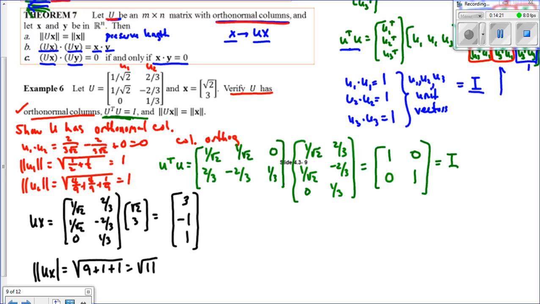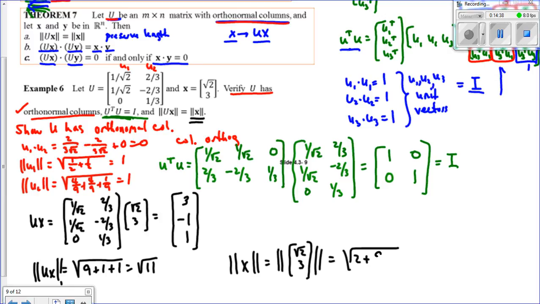And so now let's check the magnitude of X itself. So here's the vector. The square root of 2 plus 9 is the square root of 11. So you see that the magnitude of UX is equal to the magnitude of X, and so we've confirmed that that's true as well. Okay, so we just showed that a matrix U that had orthonormal columns did indeed satisfy that the magnitude of UX was the same as the magnitude of X itself. So we were just demonstrating that.